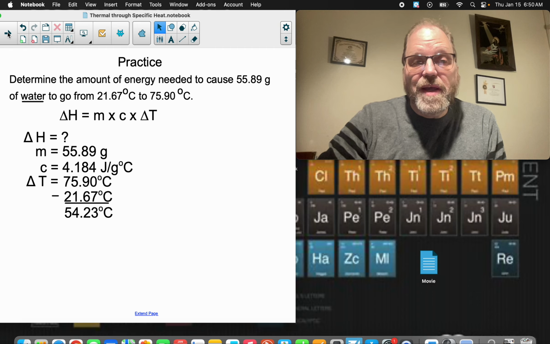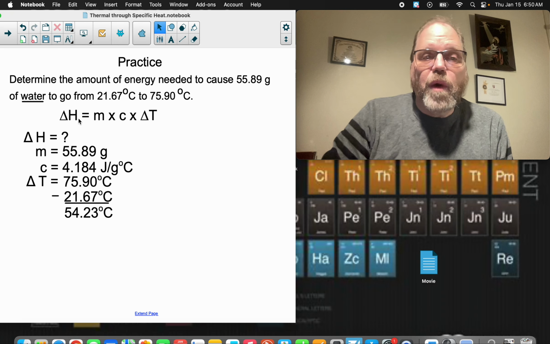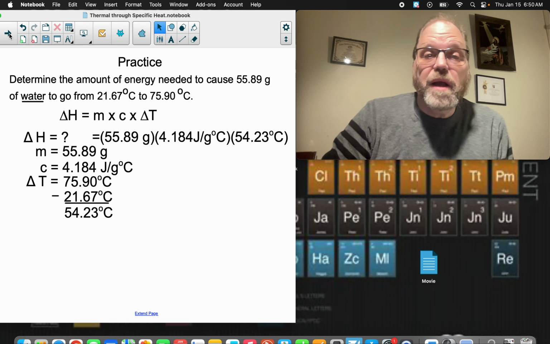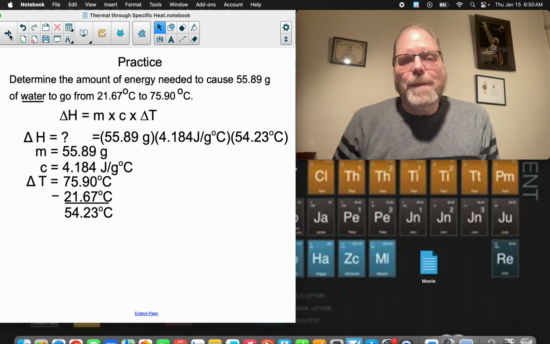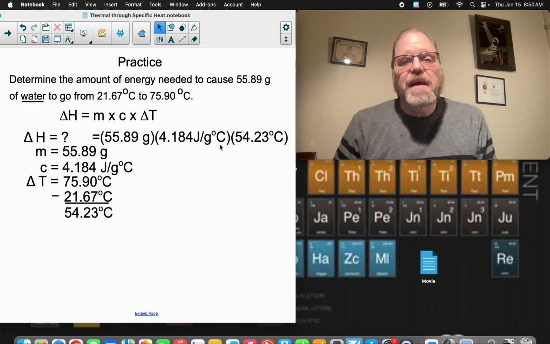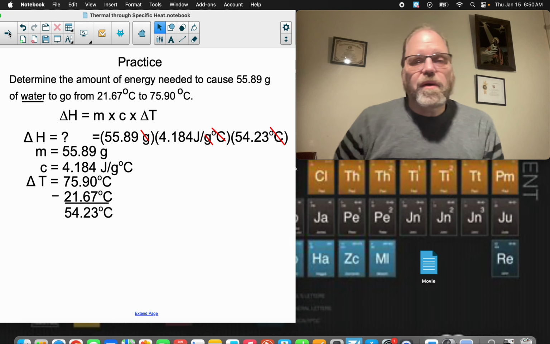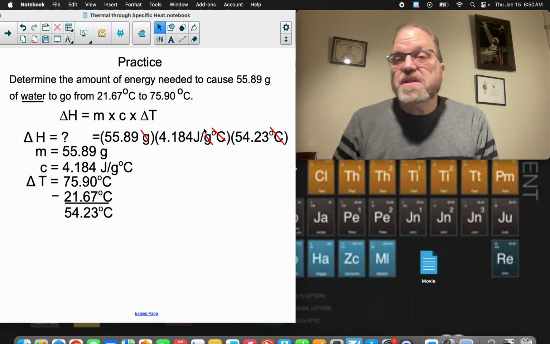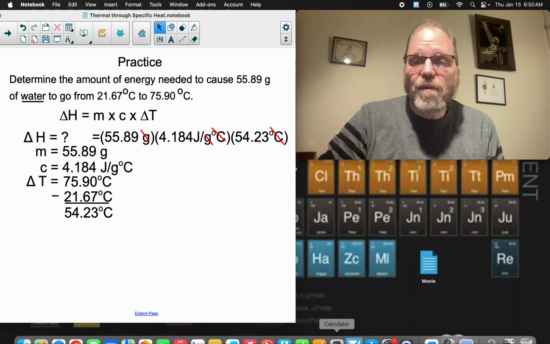The difference there is 54.23 degrees Celsius. Is our equation set up to solve for our unknown? It is, so all we do is plug and chug. So we have 55.89 grams times 4.184 joules per gram degrees Celsius times 54.23 degrees Celsius. Checking our units, grams cross out, degrees Celsius cross out. We're left with joules.